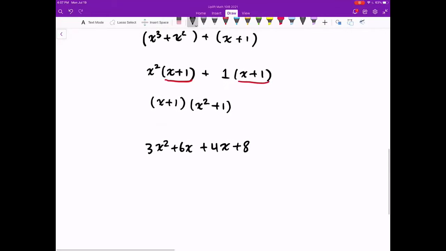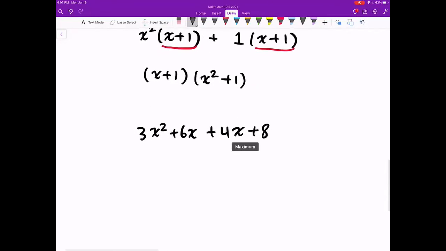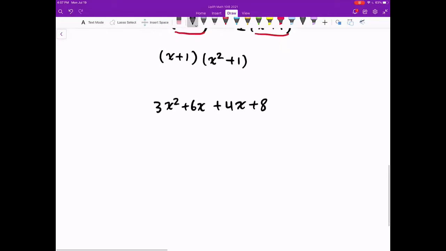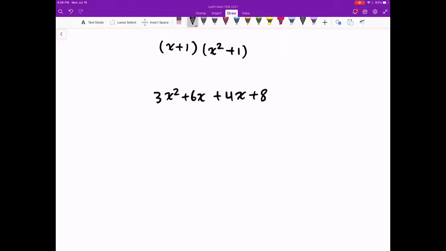Now, our first step is to take out any GCF, but we see we don't have a GCF. So then our next step is to arrange it in decreasing order. But then we see that it's already arranged in decreasing order. So then we can just start grouping. We'll just randomly choose the first two to group, and then the last two terms to group.